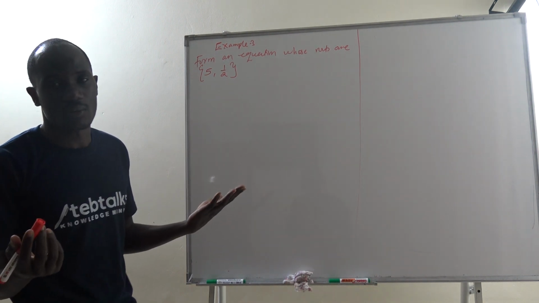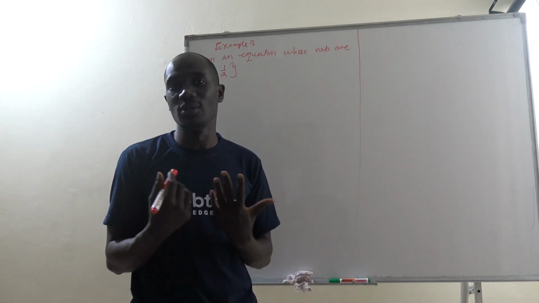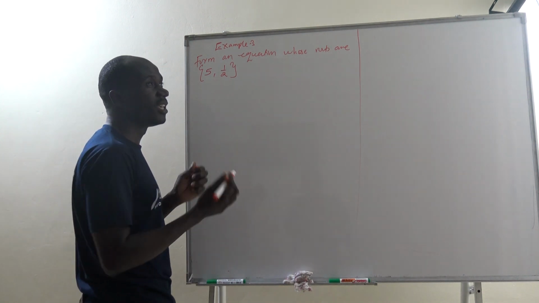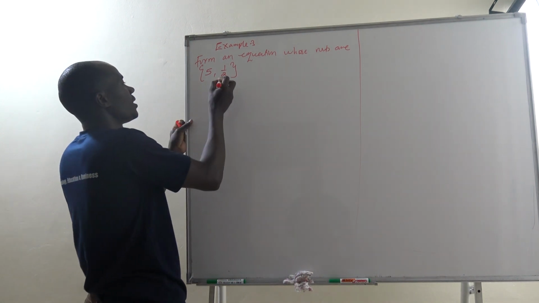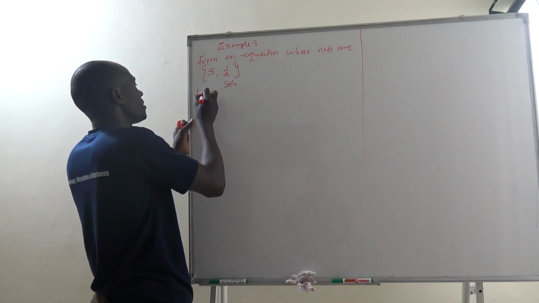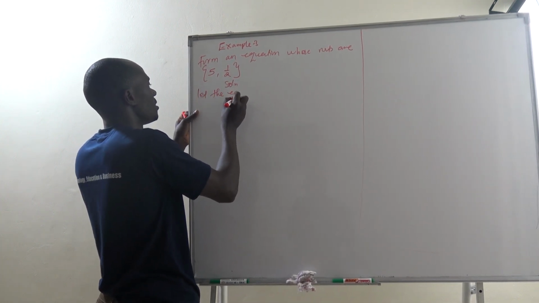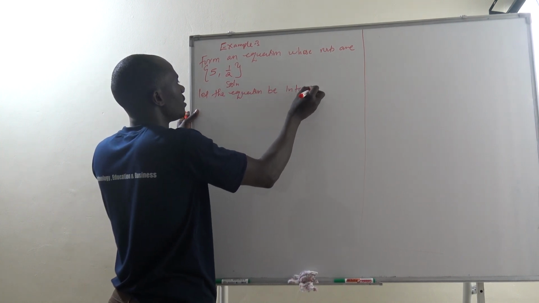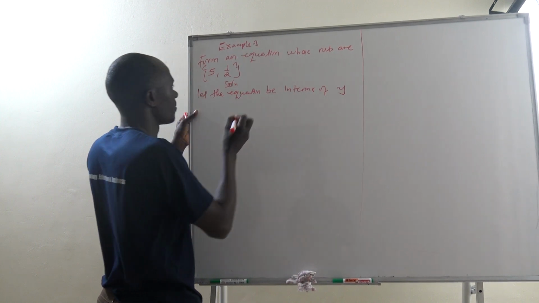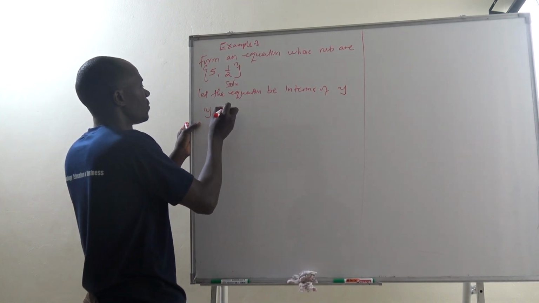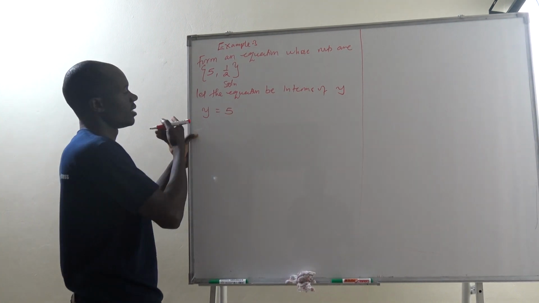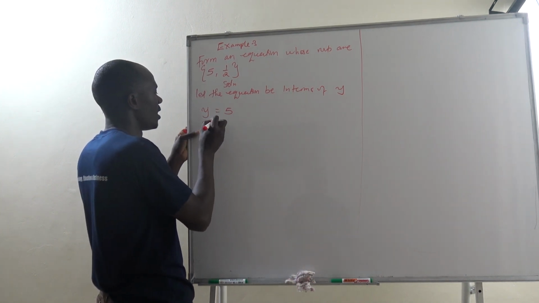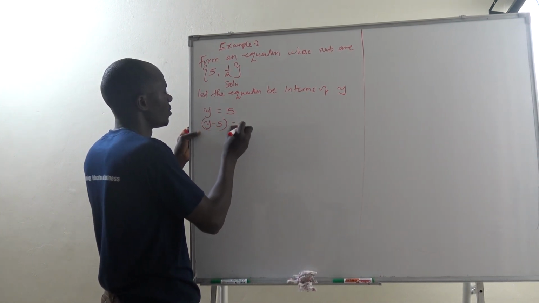I can form now a quadratic equation in terms of y, because I've been using x and you may assume that it's only x. You can use a, y, p, w, it depends on what you feel is better for you. You can say let the equation be in terms of y. So we are going to say y equals 5. I bring 5 to this side, it is positive; when crossing an equal sign, it becomes negative. So we have y minus 5 equals 0.